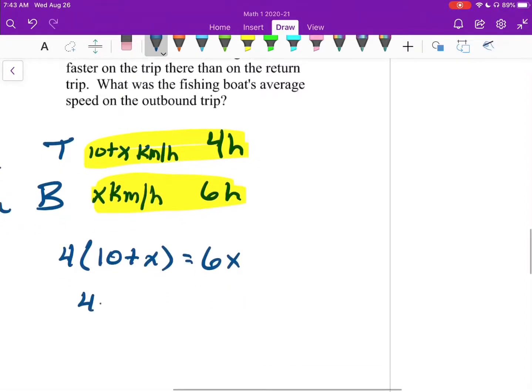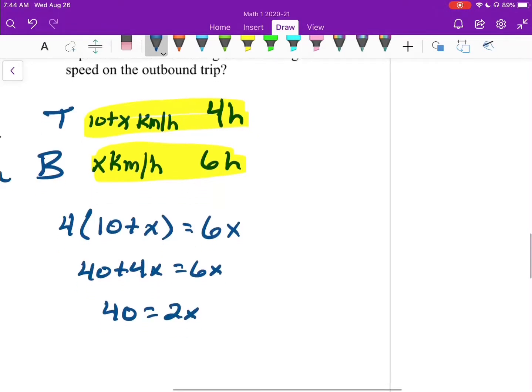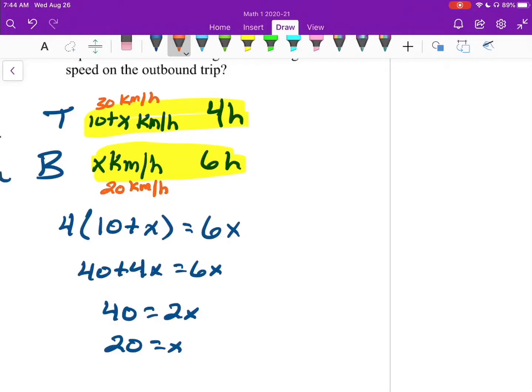This is 40 plus 4x equals 6x. If I subtract my 4x, I get 40 equals 2x, and then I get 20 equals x. So if 20 is x, we have 20 kilometers per hour there, and 30 kilometers per hour there.